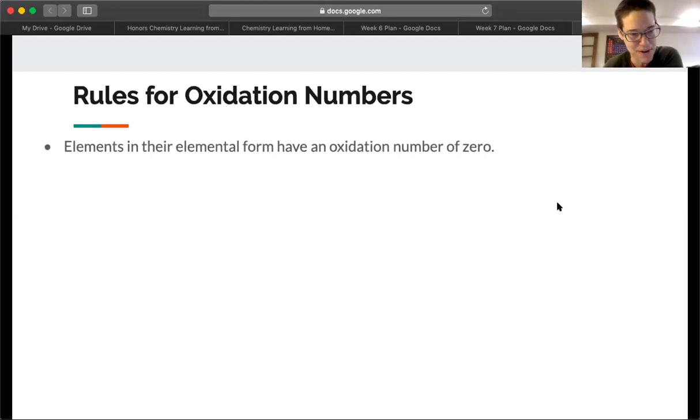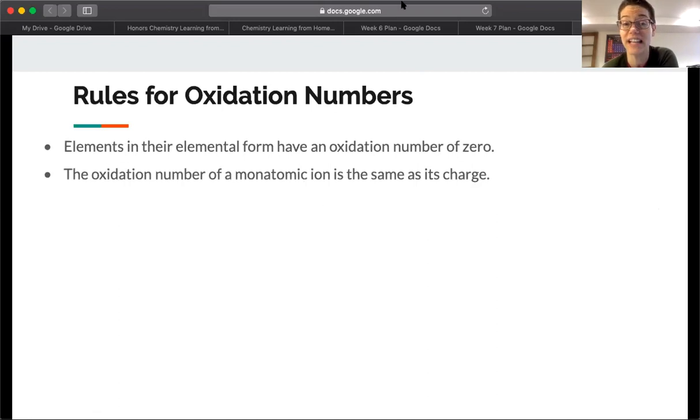So when you are looking, you have to remember elements in their elemental form have an oxidation number of 0, meaning iron solid is a 0. O2 gas is a 0. Anything by itself as a normal element is a 0. Things that are telling you their charge as an ion, the ion tells you the oxidation number. So the oxidation number of Fe2+ is +2. The oxidation number of F- is -1. So if they tell you the charge, that is the oxidation number.